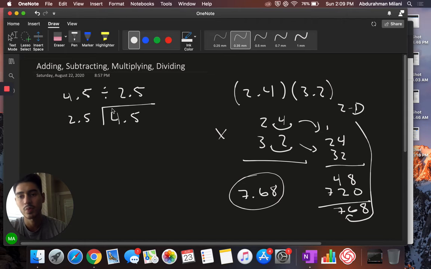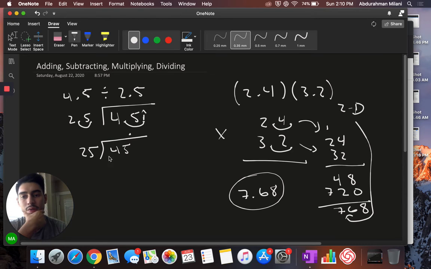So the first thing we want to do is get rid of the decimal. So if we're going to move this one place, we're going to move this one place. Whatever we do on the outside, we got to do on the inside. So we move that over one, and we move this over one, and then that decimal comes up here. So that's going to be 25, dividing into 45, and our decimal's right there. So how many times can 25 go into 45?